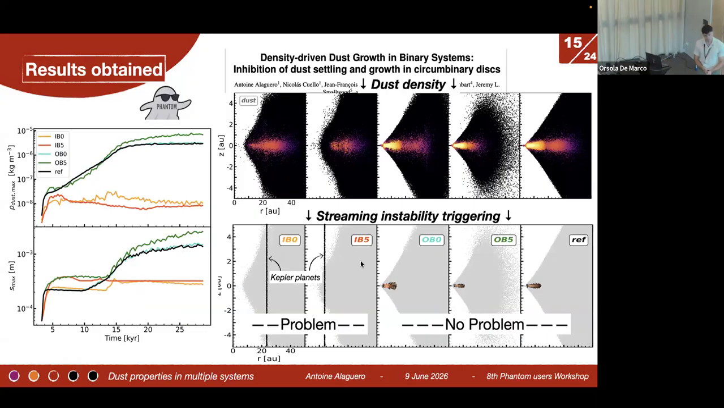Dust can reach bigger sizes. And if you look at the dust density at the top here, you can see that the dust density in circumbinary disks is lower than in circumstellar disks. And then finally, if you look at the regions where the streaming instability can happen, it can develop pretty well in circumstellar disks. But in circumbinary disks, you can see that there is no colorful area, meaning that the streaming instability cannot happen in these conditions. And this is kind of a problem because we actually detect a lot of planets at these locations. And so you cannot explain their formation through this mechanism, basically.